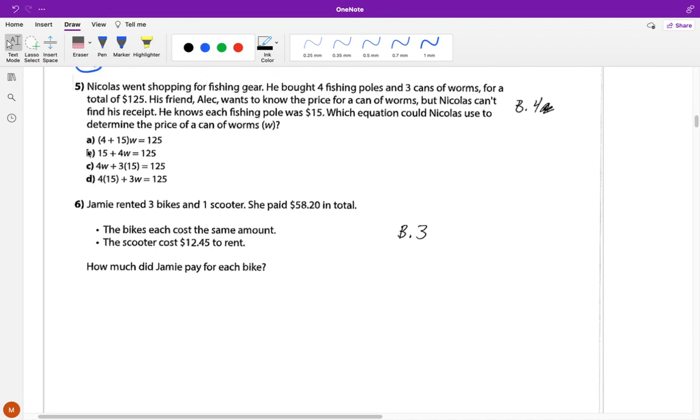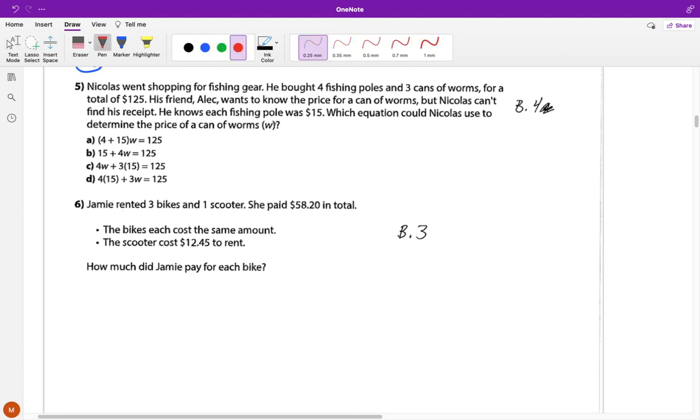All right, Nicholas went shopping for fishing gear. He bought 4 fishing poles and 3 cans of worms for a total of $125. His friend Alec wants to know the price of 4 cans of worms, but Nicholas can't find his receipt. He knows each fishing pole is $15. Which equation could Nicholas use to determine the price of a can of worms?